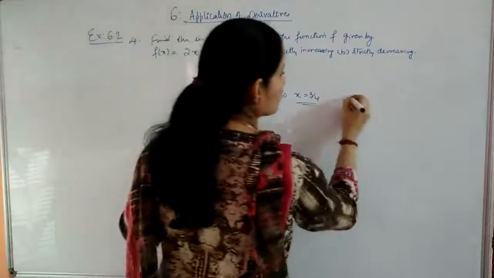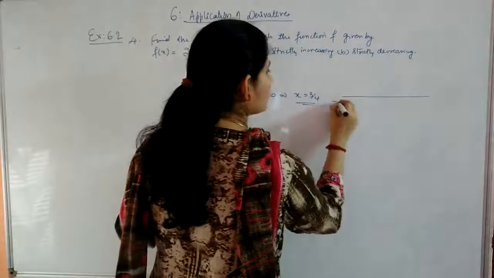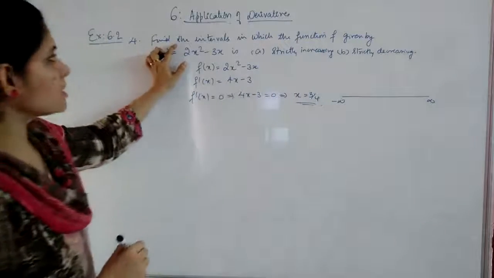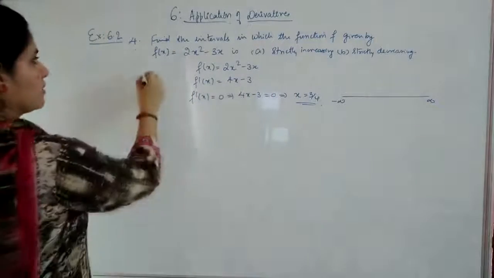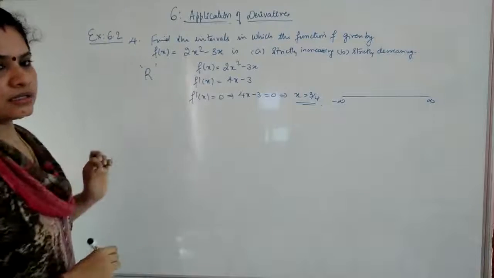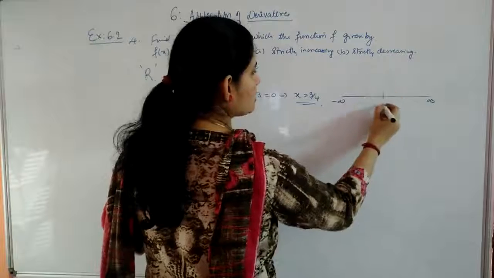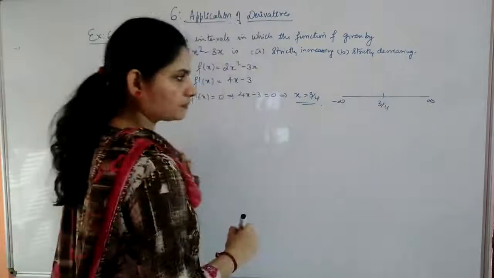What do you mean by critical point? That is, you are breaking the interval. Again, when the interval is not mentioned in the question, you have to take it to be R. You are checking in the set of real numbers. That's why I have taken minus infinity to infinity, and in between you will have that 3 by 4.